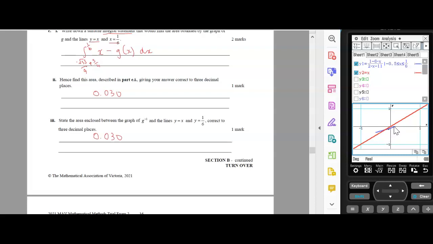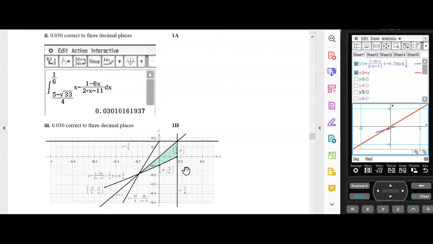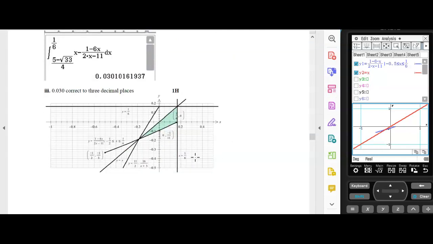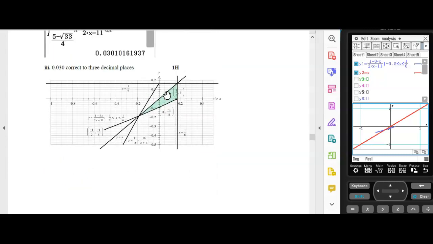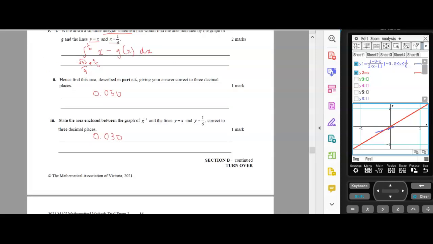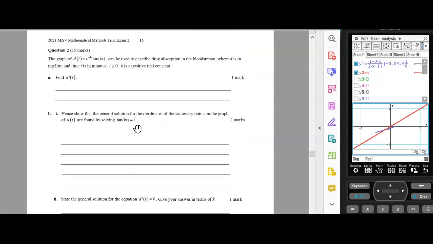And so that area between the red line and the blue line is the same, whether that blue line was above or below. Okay, so what I might do is show you the solution to show you that. Okay, so you can see part 3 there, the area. All right, let's move on to the next question.